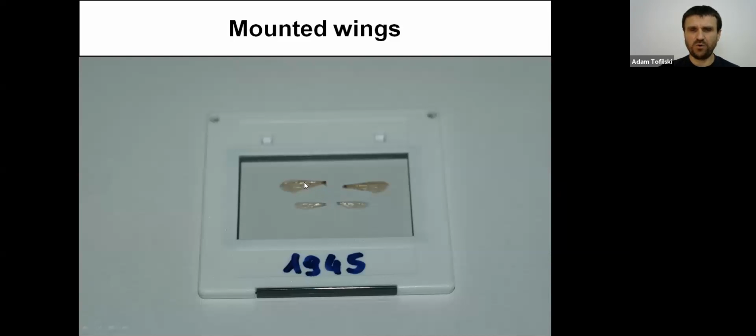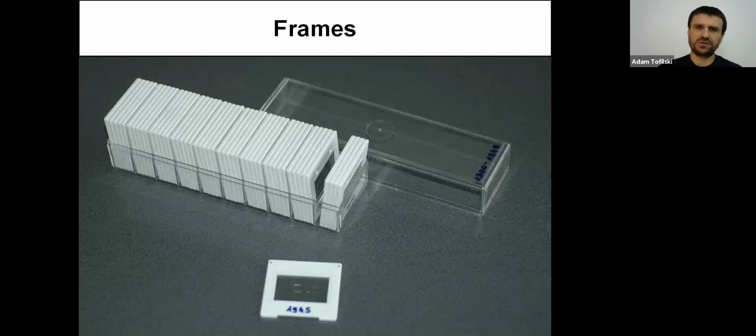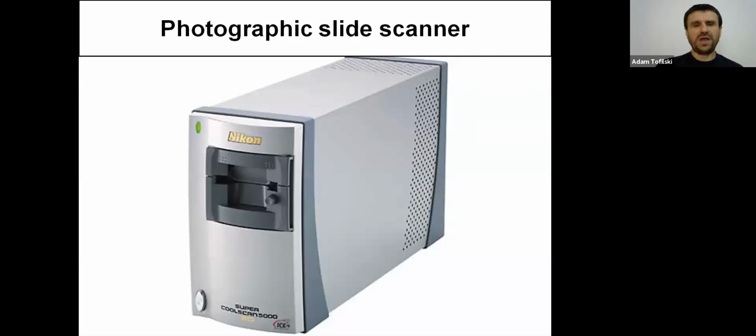Here you have both front wings and hind wings, but normally we measure only the front wings, and then you can also store them. And if you have wings mounted this way, you can use a photographic scanner. Here is a Nikon.